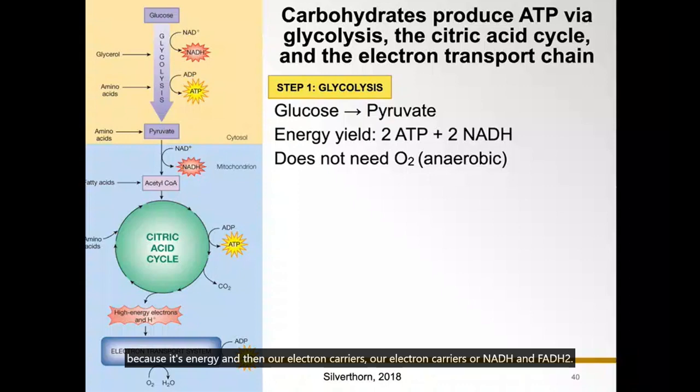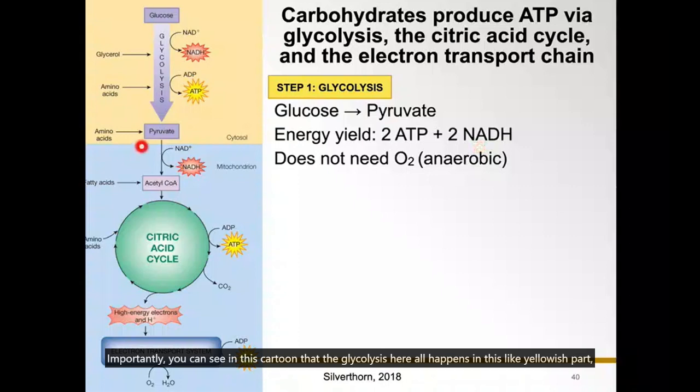Our electron carriers are NADH and FADH2. So step 1, as we described, is glycolysis. It starts with glucose, ends with pyruvate. And for 1 molecule of glucose, this pathway creates 2 molecules of ATP and 2 molecules of NADH.